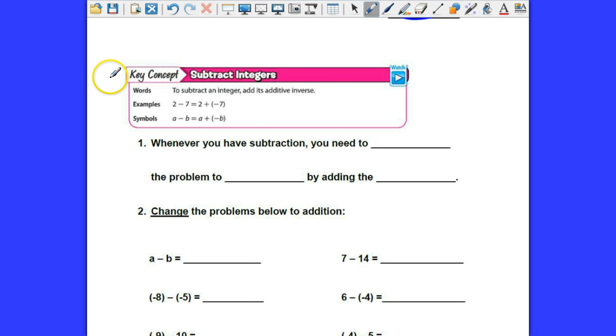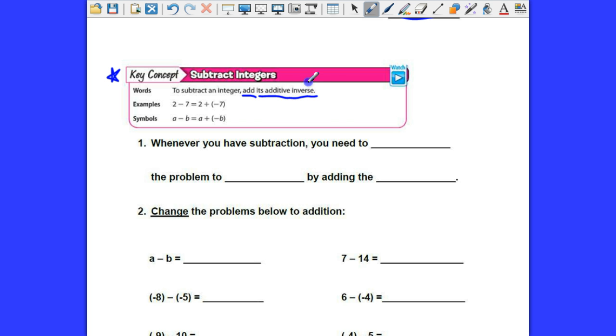Here's the key concept. Let's jump right into things. Subtraction of integers. We've talked about integers in class, positive and negative numbers without decimals, right? And here's a couple examples here. 2 minus 7. Here's what they're trying to tell you. To subtract an integer, they're telling you to add its additive inverse.